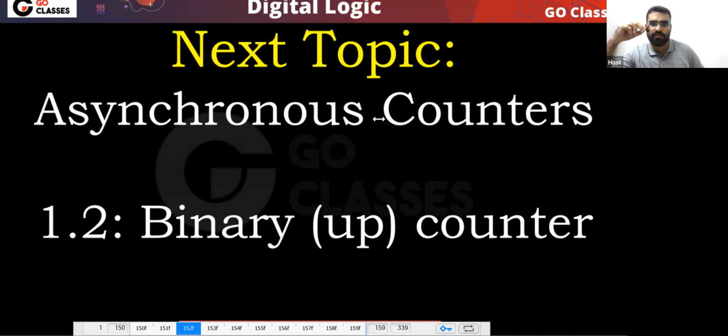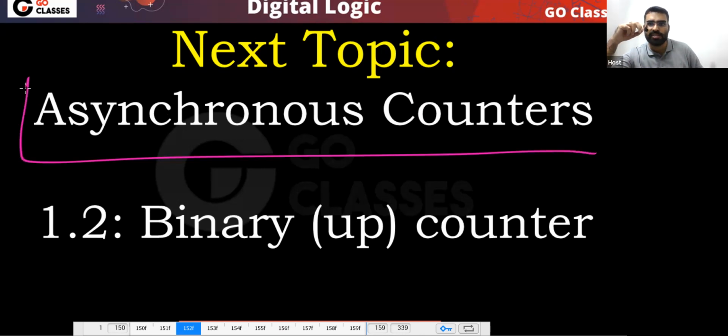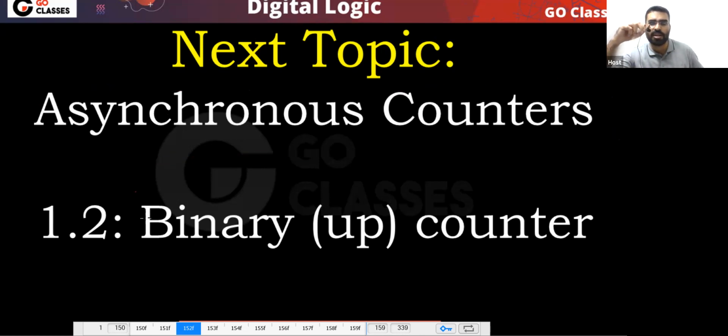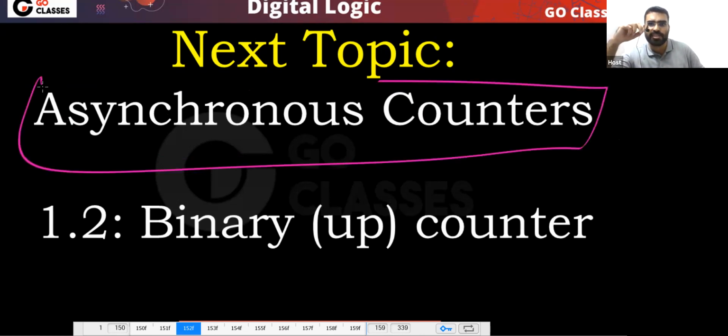Let's take a small break, a 5-minute break, and then we can finish it, because it will take I think one more hour because there are many questions. Let me tell you, on this asynchronous counter in the GATE exam there are a lot of questions. Some of those GATE questions we will solve today, and some I will give you as homework and you can solve them.